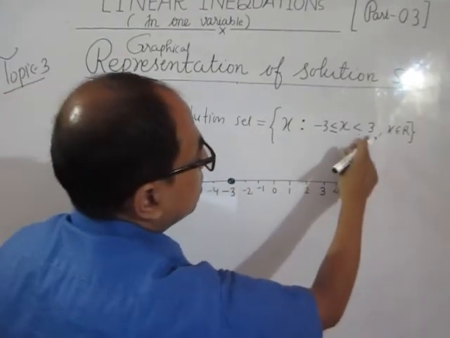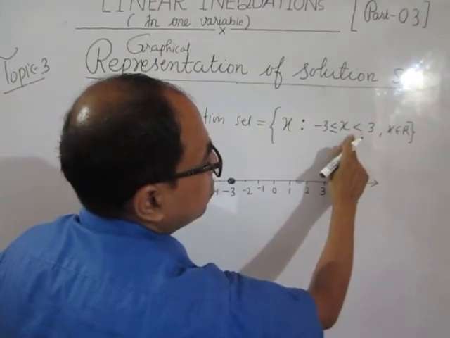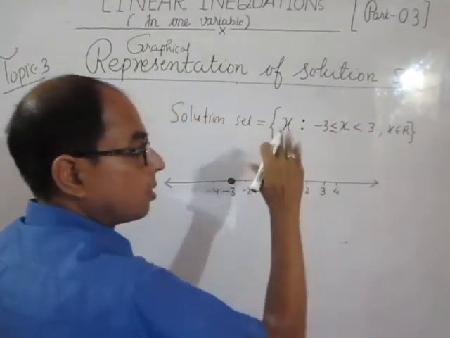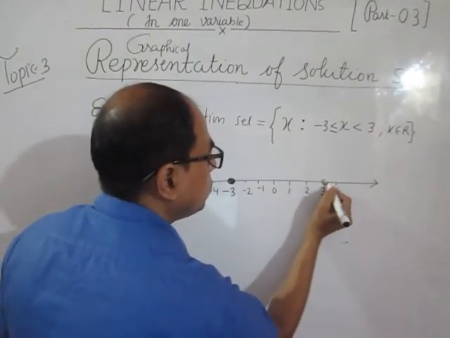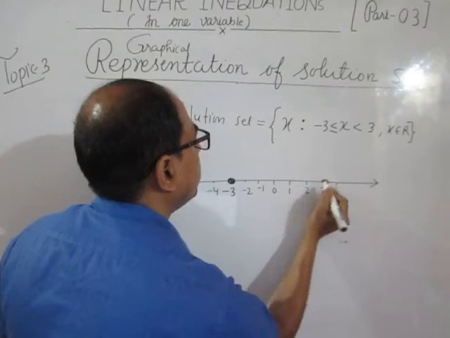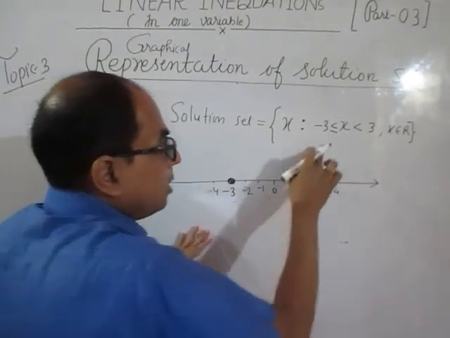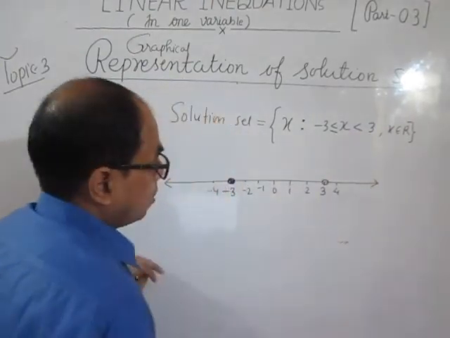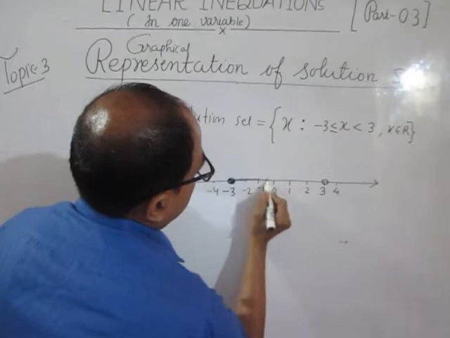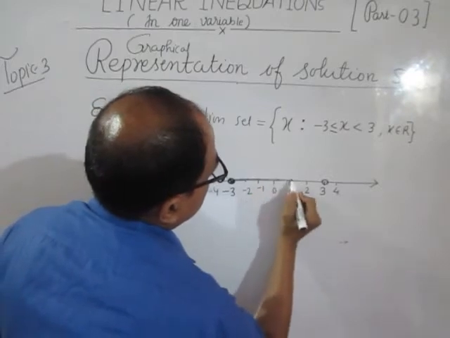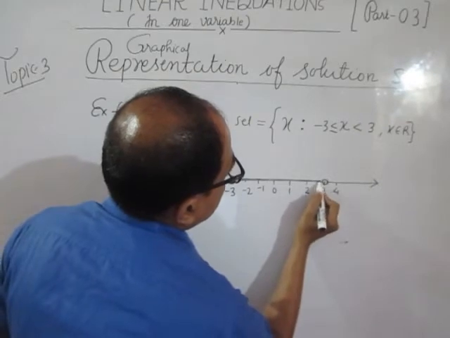And see, from the right side this point is open. That means x is not equal to 3. Less than 3 but not equal to 3. So this point is open. So to indicate open point, use ring. Empty ring. Now we have to plot all the numbers between -3 and 3. So we will dark it. We will dark this part of the number line and dark it properly so that it is clearly visible to the examiner.